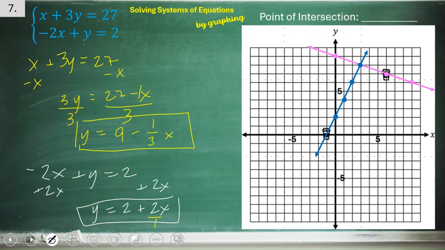I also see that my point of intersection is right here at 3, 8. So when we write a point of intersection as a coordinate pair, we open with a parenthesis. The x coordinate goes first, so 3, comma, then the y coordinate of 8. We close parenthesis. Remember, we write coordinates like the alphabet. x comes first and then y. All right, that is how you solve a system of equations by graphing.